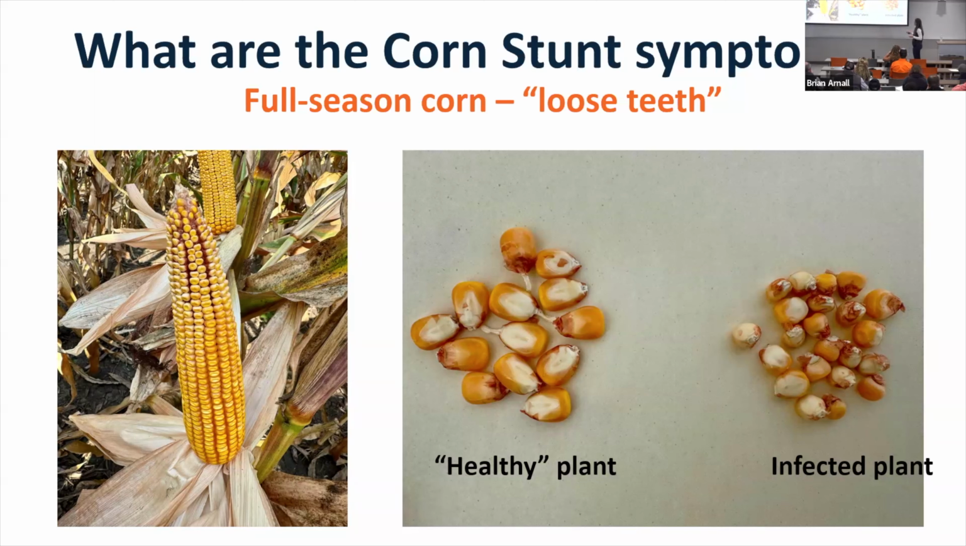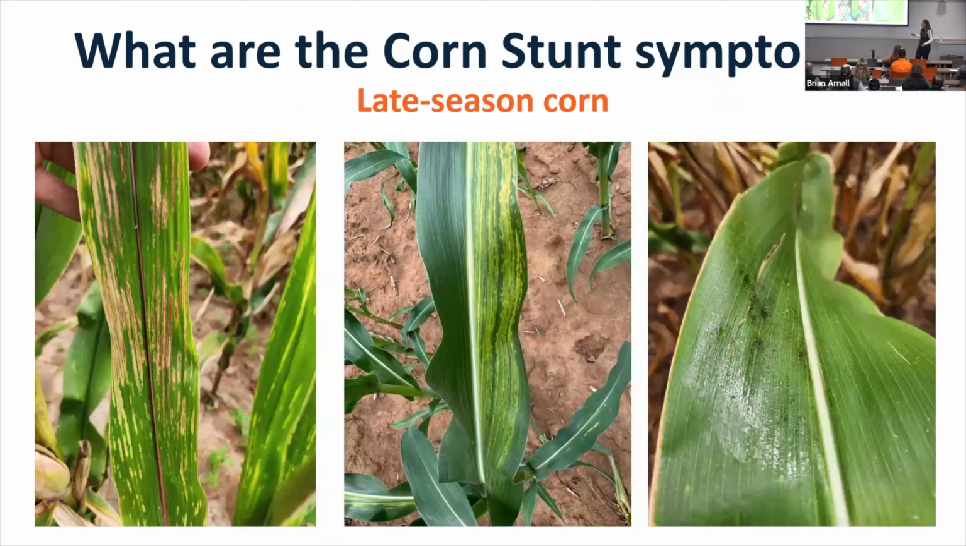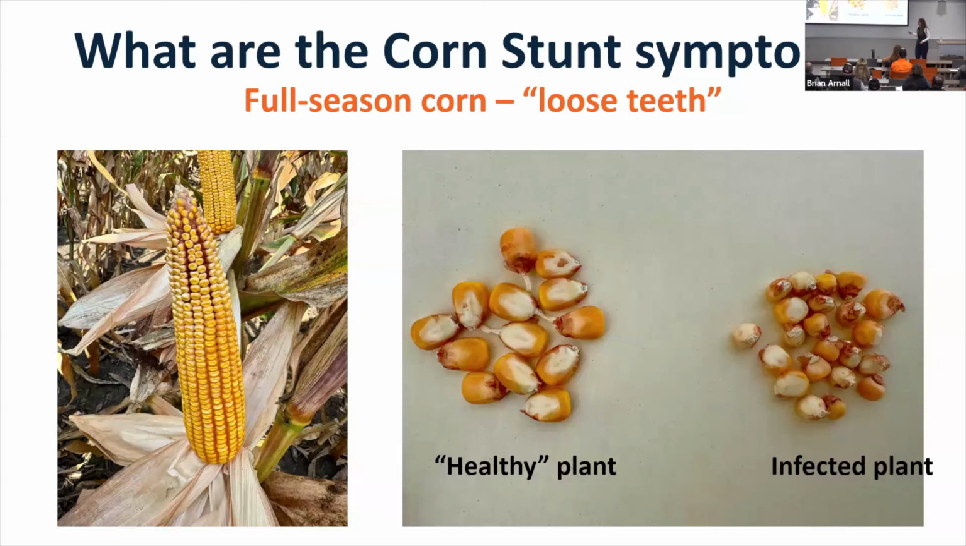And then here we have a comparison of a healthy one. But what I'm calling healthy here is because sometimes the plant has the pathogens inside, but was not affected in the way that another plant was, right? And here is what I'm calling the infected plant. You can see the difference in the size of those grains, and they are light in weight. So it's going to affect the yields, of course, at the end of the season. Okay, so these are the symptoms for the full season corn.